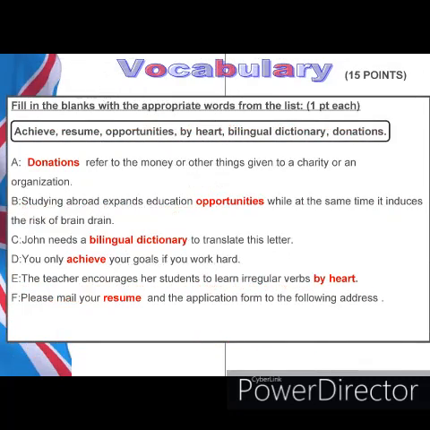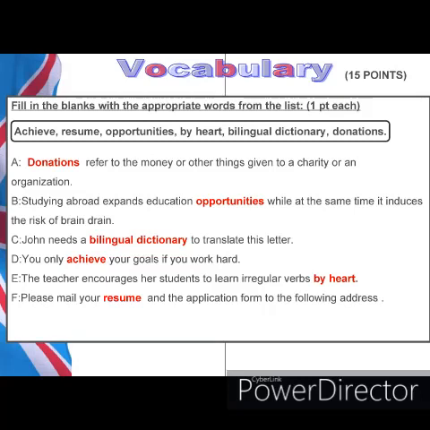Now let's move to vocabulary exercises, which vary, of course, between blank fill-in exercise or matching exercise. So fill in the blanks with the appropriate words from the list. We've got achieve, resume, opportunities, by heart, bilingual dictionary, and donations. Okay, let me just read here. I have nothing to explain. You have to understand the meaning and you pick up the right and suitable word. Donations refers to the money or other things given to a charity or an organization.